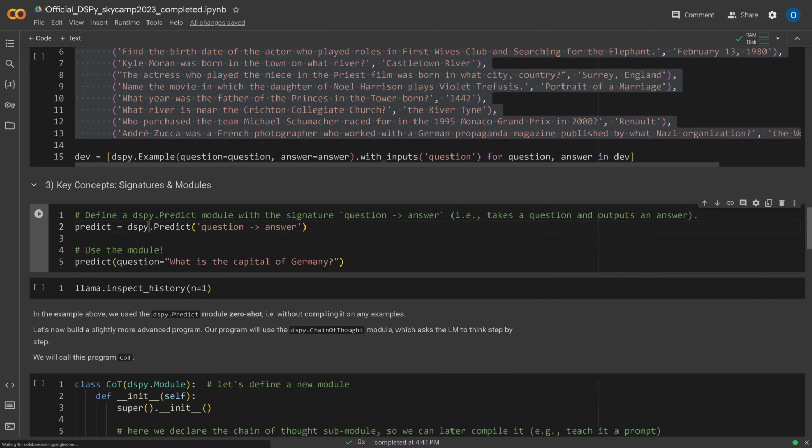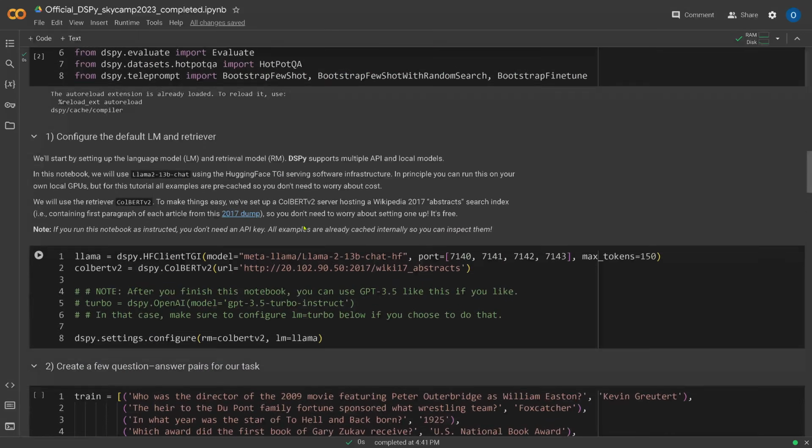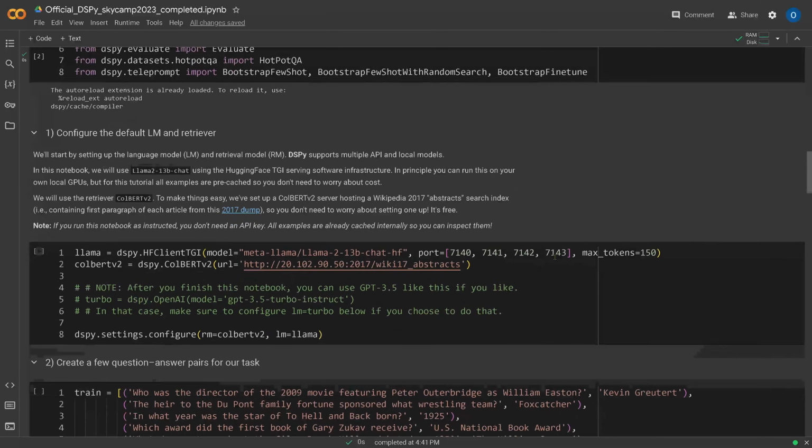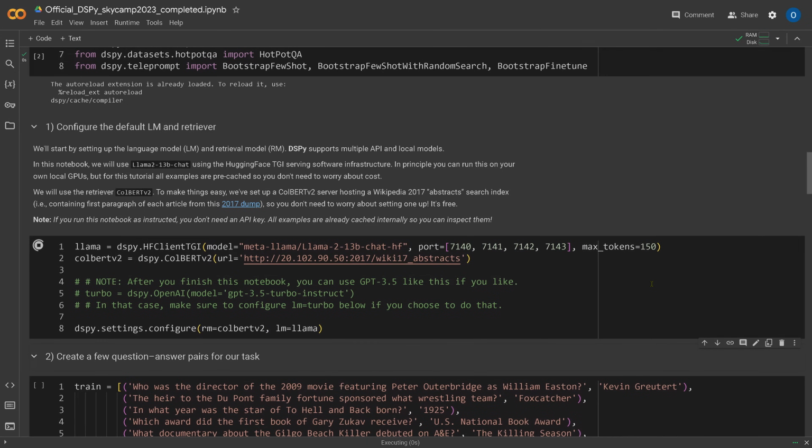Now we have a simple predict function. So we say DSPy predict, question, answer. Couldn't be easier. We have no chain of thought for the moment, that comes later. And we say, a zero-shot question and answer, how good are you? Am I done? Yes, done. So next one.